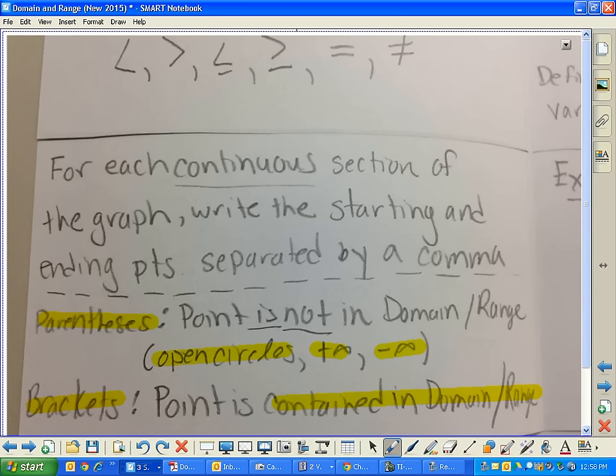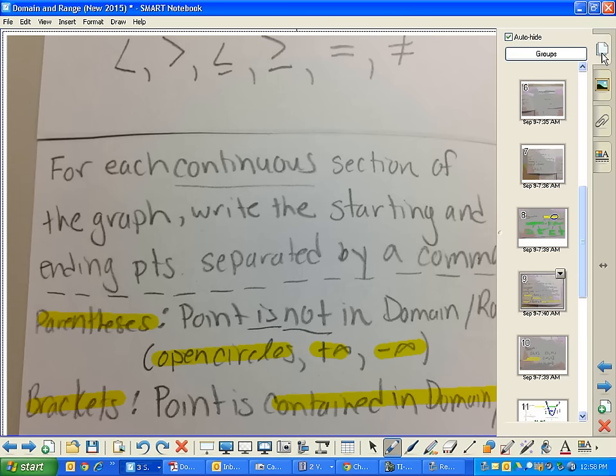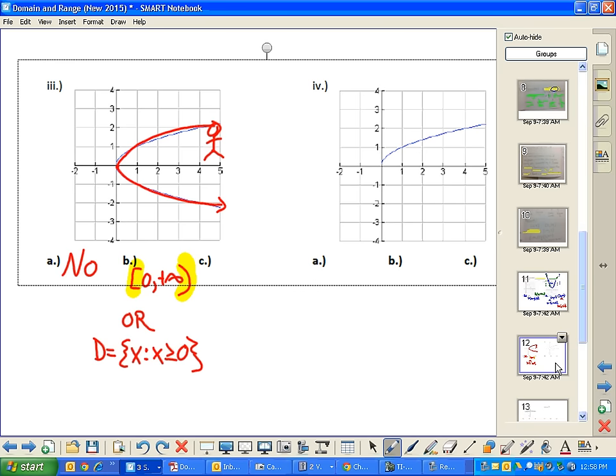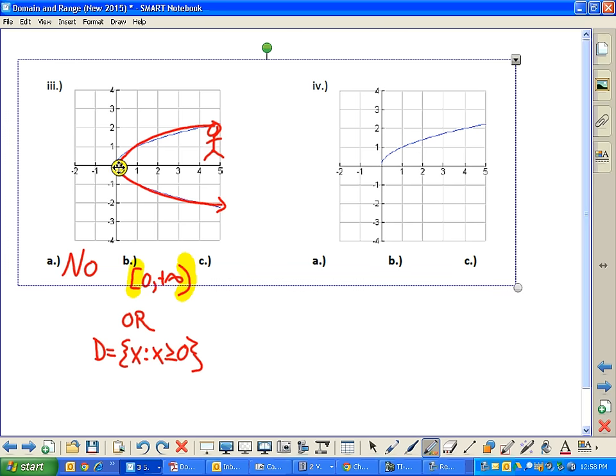So just to kind of go back to how this notation got used, do you see how 0, 0 was a point? So I could use brackets right there. However, this graph heads out towards positive infinity. That's only something I approach. So I had to put parentheses right there. Okay, whoops, random smiley.